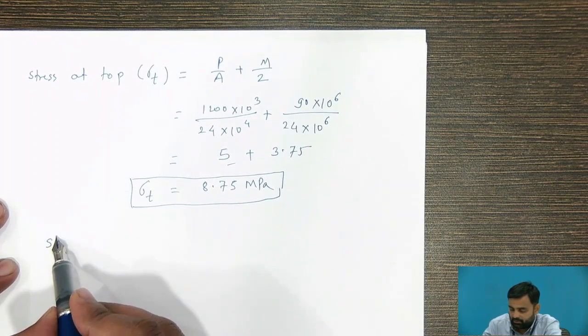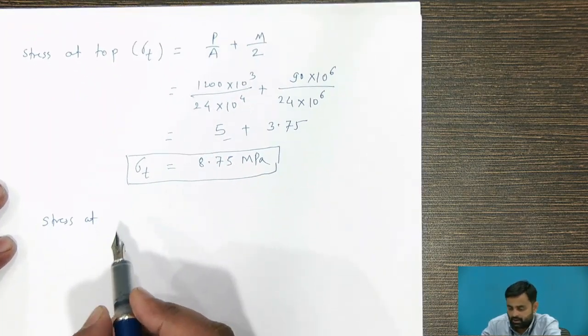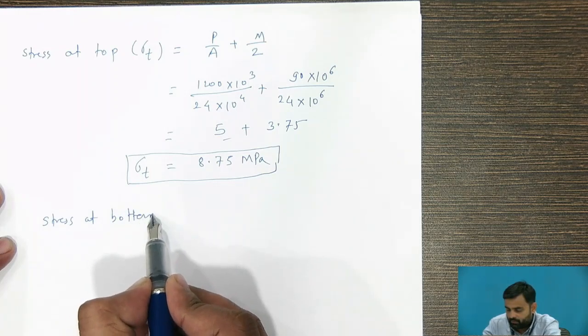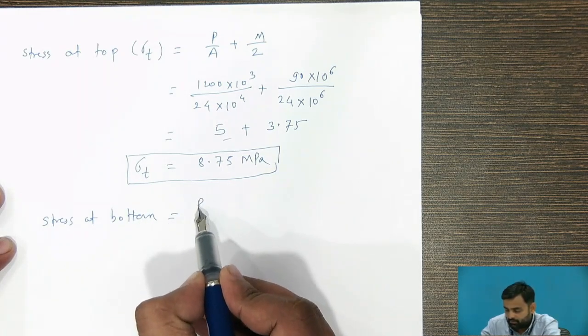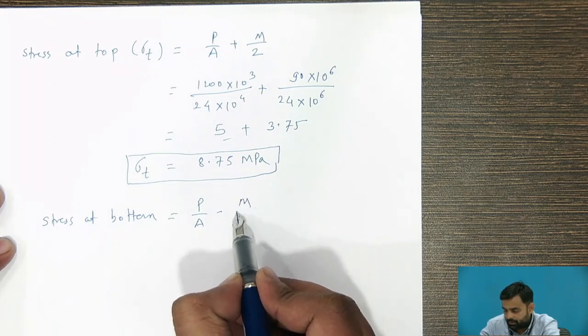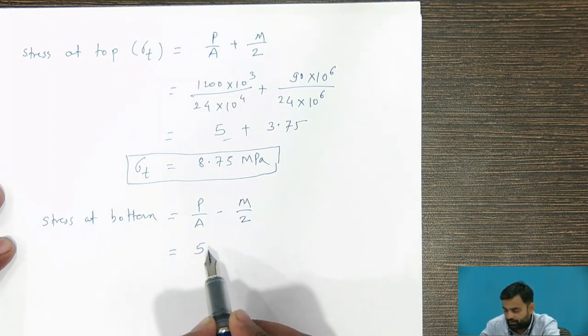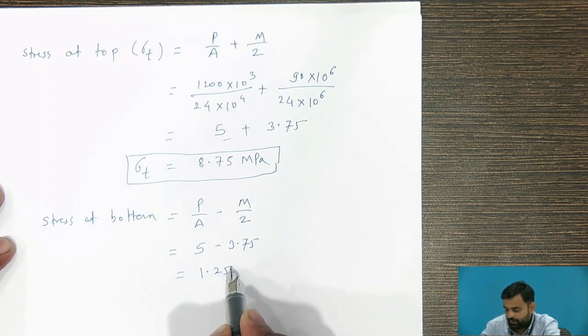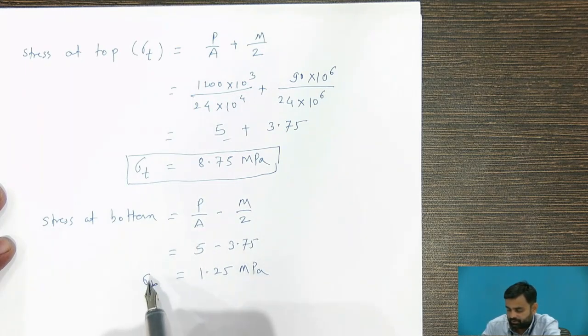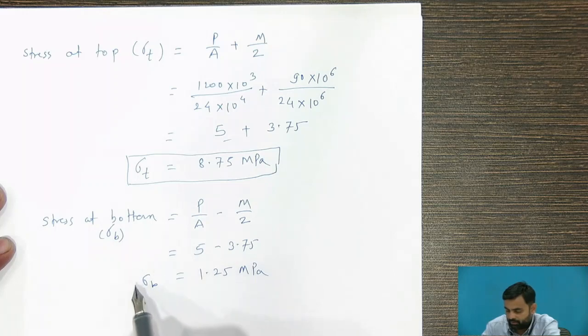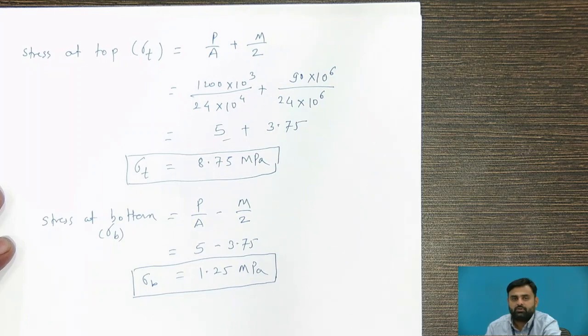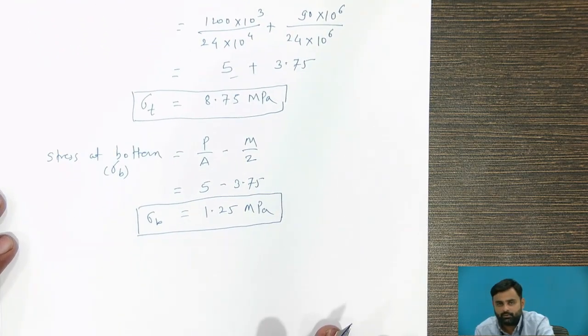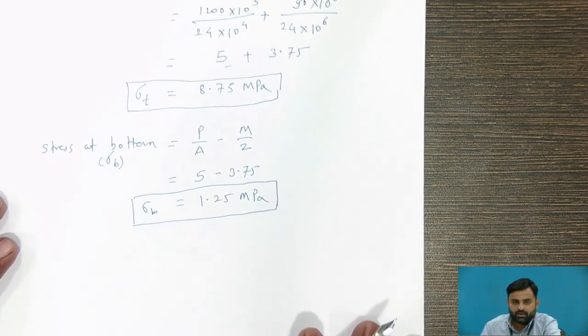Now similarly, stress at bottom can be calculated as P by A minus M by Z, which is equal to 5 minus 3.75, which is equal to 1.25. This is your sigma B, stress at bottom. So at top the stress is 8.75, at bottom the stress is 1.25. This is the calculation of the stress by using this stress concept.